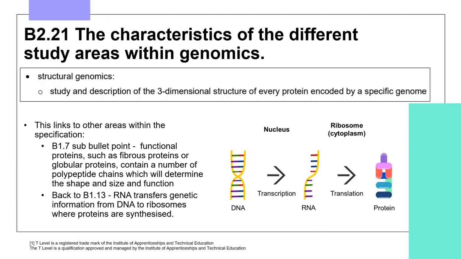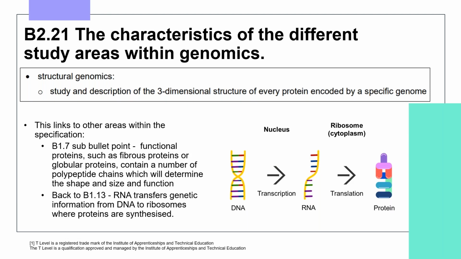This is one of the reasons why I suggested it was a good idea to introduce the idea of transcription and translation in B1, just so that students are fully aware that genes code for proteins. However, this can also be linked back to the learning within B1.7, which talked about functional proteins such as fibrous proteins and globular proteins containing a number of polypeptide chains, which will determine the shape and size and function.